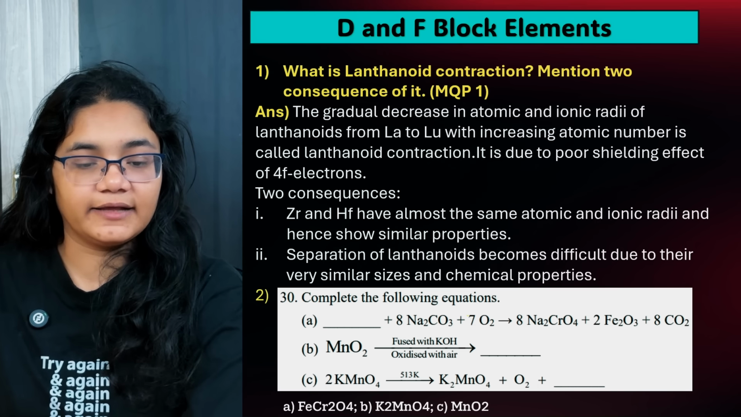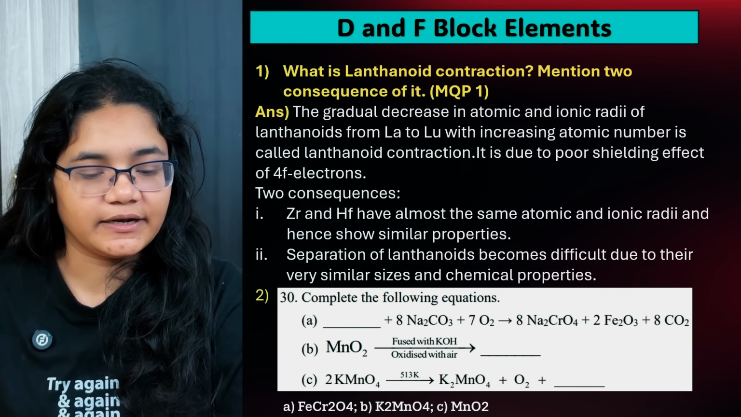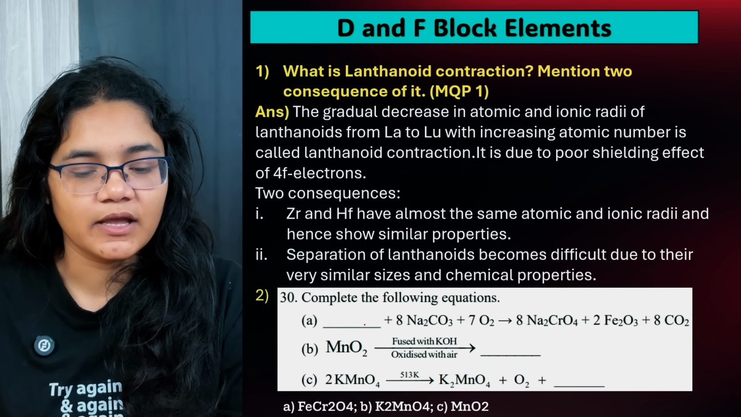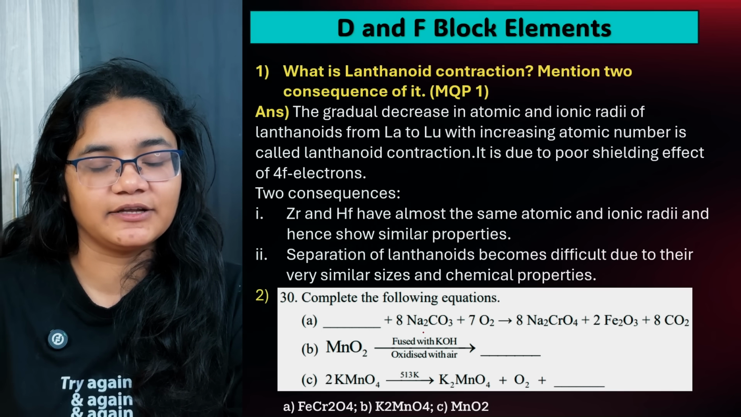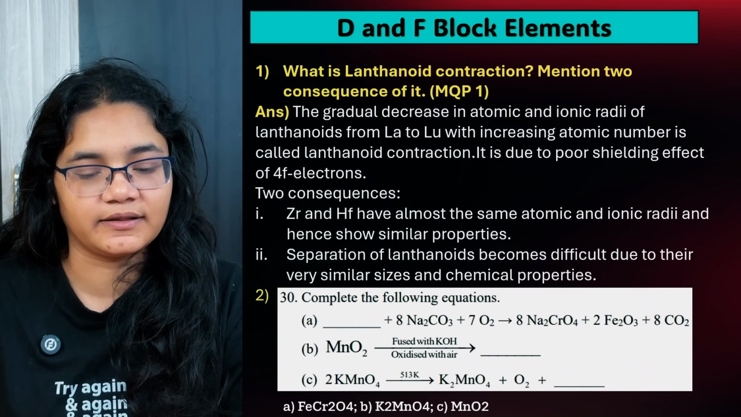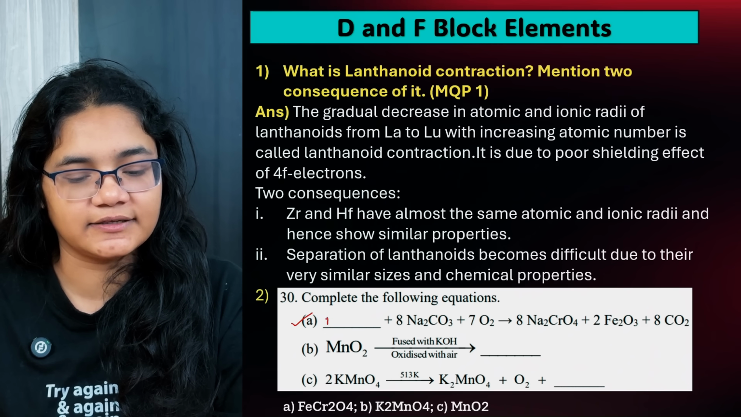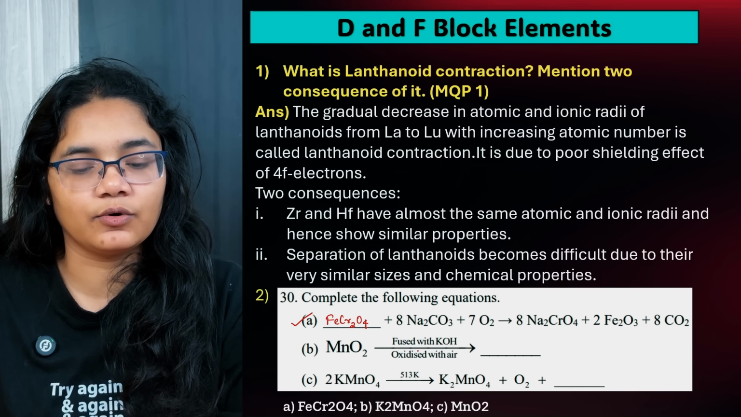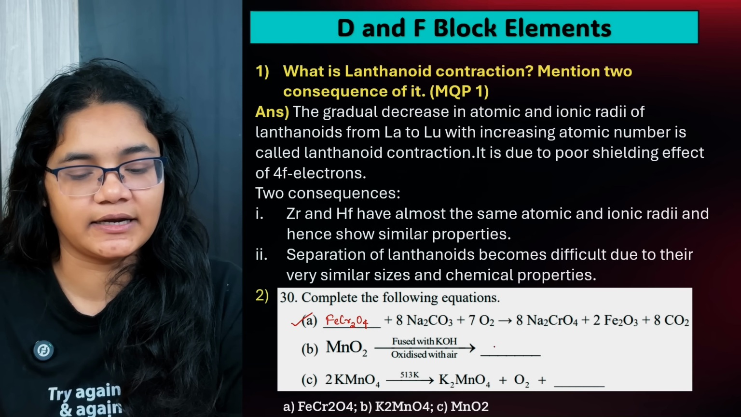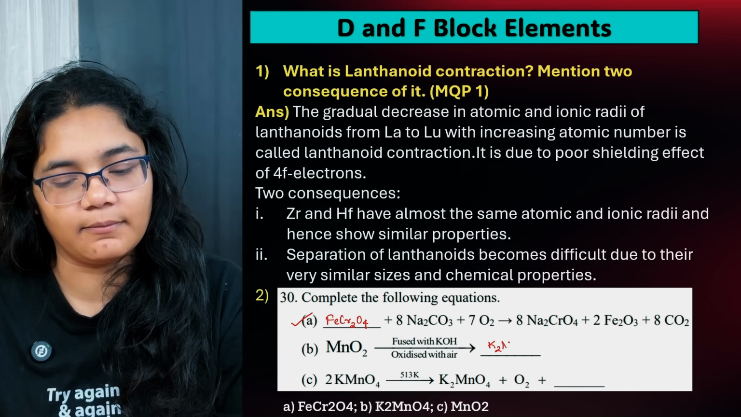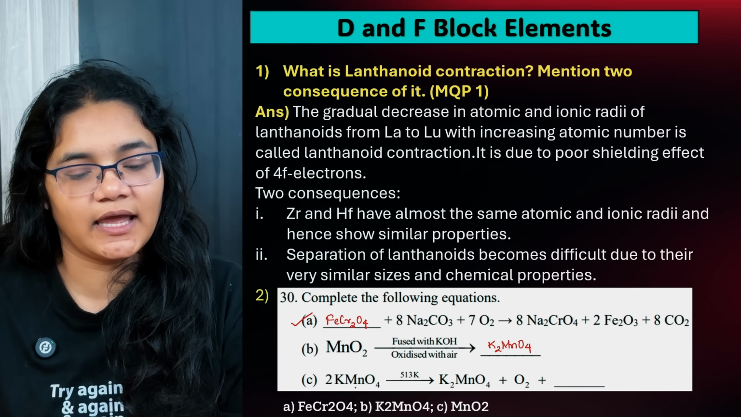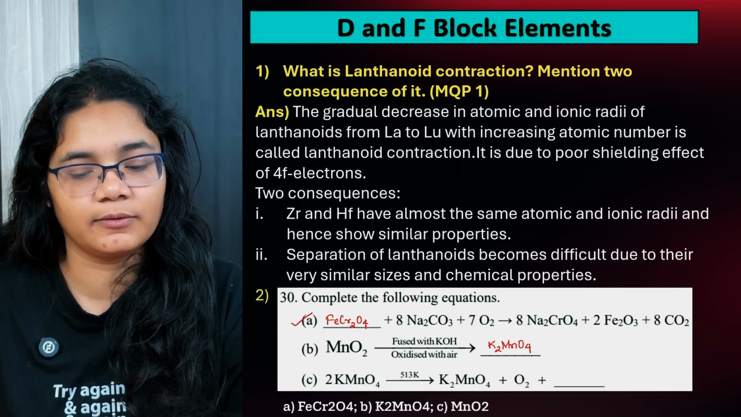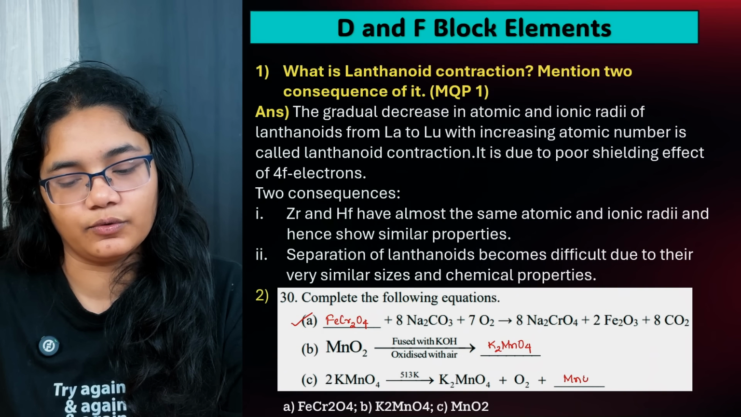Next question is complete the following reaction. This is from model question paper 1 only. If you see, in the preparation of potassium dichromate, this first reaction is used. So here it is FeCr2O4, that is iron chromite. Then MnO2 is fused with KOH and it gets converted to K2MnO4. Next, KMnO4 is heated at 513 K to give you K2MnO4 plus O2 plus MnO2.